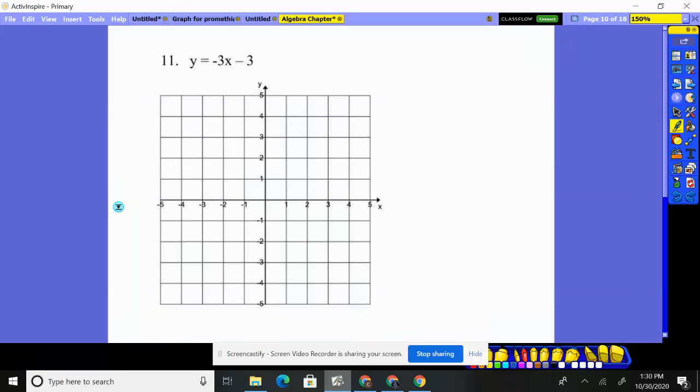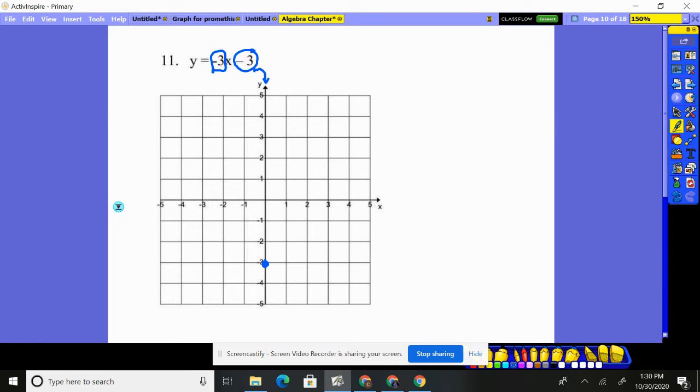Right, we got a graph, number 11. Is it in slope-intercept form? Yes, it is. This right here will tell me where it's crossing the y-axis. It's called the y-intercept, so I know it crosses at -3. This is the slope. The slope is also -3. That means the steepness of it, how steep it is.